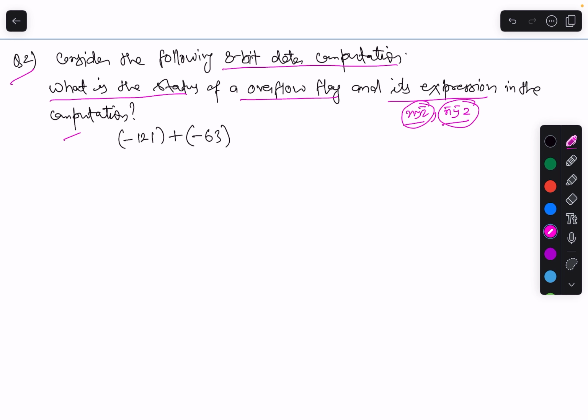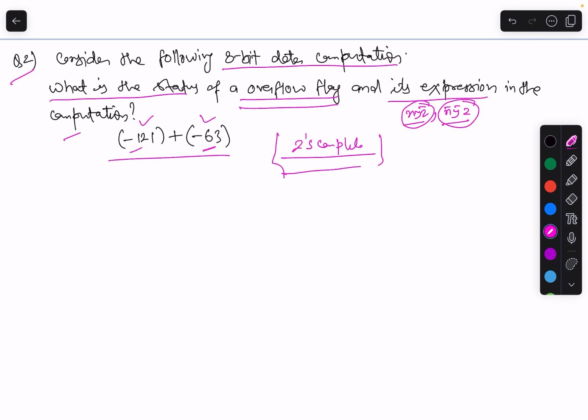Minus 121 plus minus 63. Here we can see that the numbers are negative, but we cannot tell if the format is ones complement, two's complement, or sign magnitude, right? So what format do we need to take? If the question states that it is ones complement, sign magnitude, or two's complement, take that format. But if the question does not say, we take the two's complement method, because we represent signed data in two's complement and this is the default. So we take two's complement.